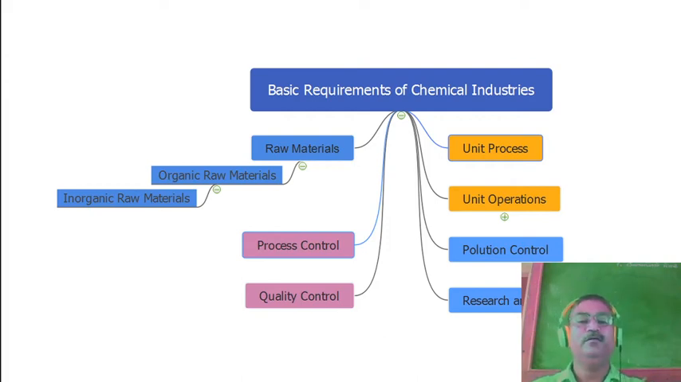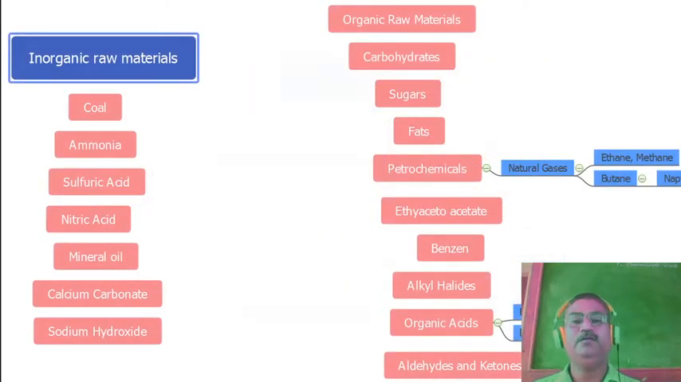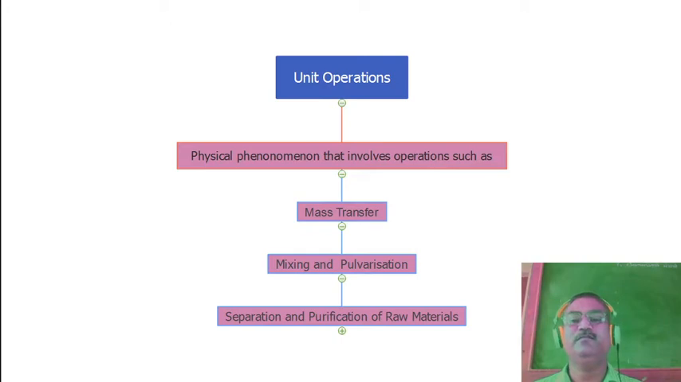Okay. The second type of basic requirement is the unit operations. Now, unit operations particularly are a physical phenomenon that involves different types of operations to convert the physical form of raw materials so that commercially they can be used as a raw material for manufacturing of different types of products, right?